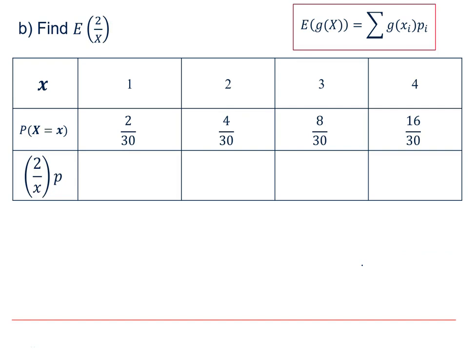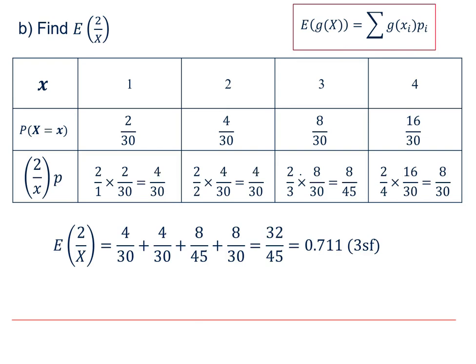If we now followed the same theory with our function 2 over x, so this is something quite different. We want 2 over x, then just following this rule, our g of x is 2 over x, so it would be 2 over xi multiplied by the probability of getting that outcome. So we would have 2 over 1 multiplied by the probability of getting 1, 2 over 2 multiplied by the probability of getting 2, etc. And that's all nicely written out for you.